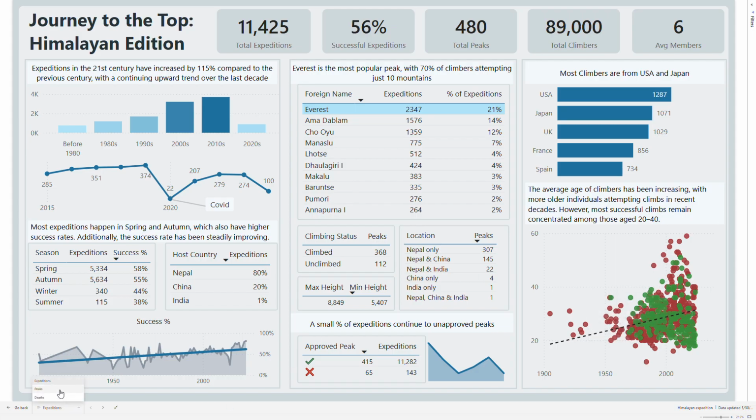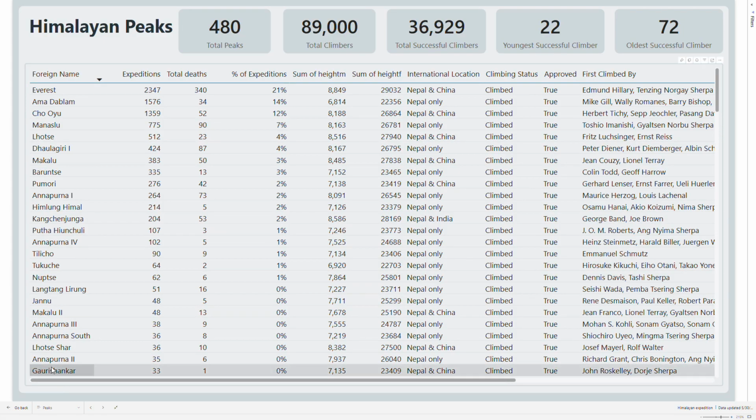Page 2. This gives more details about each of the peaks, how many expeditions were taken, how many deaths took place on those peaks, the percentages of expeditions, the height of those peaks in both meters and feet, the location of those peaks, and the status of whether it has been climbed or not. And this approved column is if it's in the list of Nepal's approved peaks for climbing.